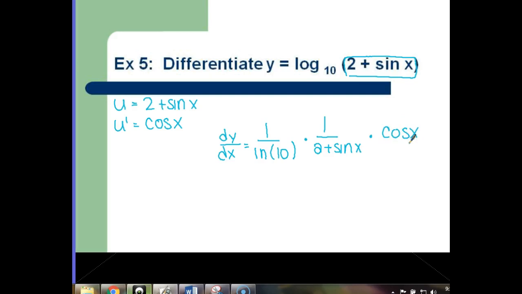That's fantastic. So cleaning it up, you just get cosine x over ln 10 times 2 plus sine x. Nothing cancels, nothing simplifies, it doesn't become pretty. ln 10 doesn't have a nice number. Most ln's aren't nice numbers. The only ln that's a nice number is the ln of 1, which is 0. But the ln of 0 is undefined.